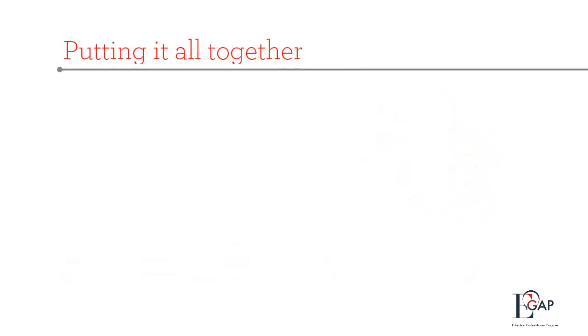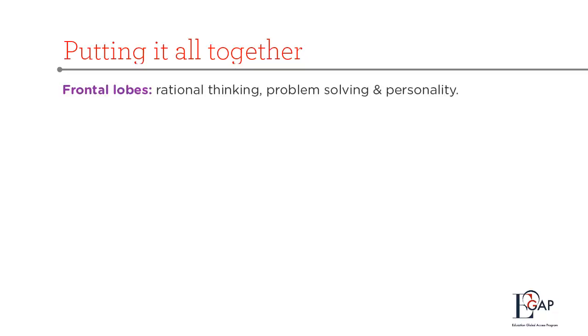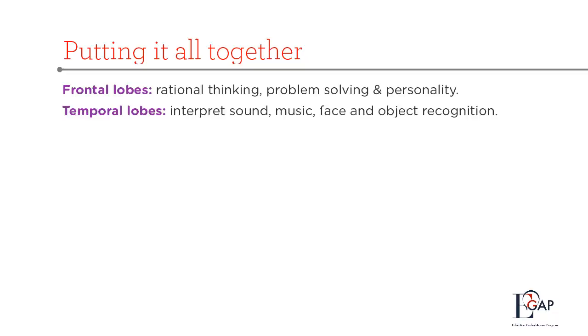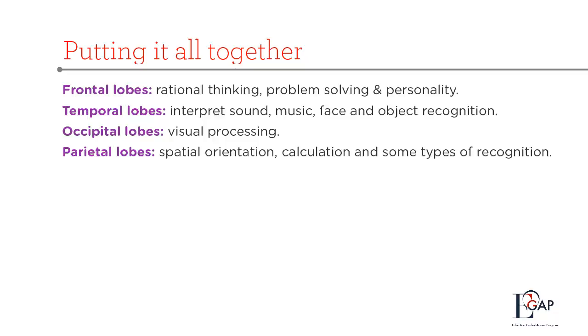Let's review. In this lesson, you learned the different parts of the brain work together to shape the way we learn. You learned that the frontal lobes shape rational thinking, problem-solving, and personality. The temporal lobes deal with interpreting sound, music, face and object recognition, and some parts of long-term memory. The occipital lobes are used for visual processing. The parietal lobes are used for spatial orientation, calculation, and some types of recognition.